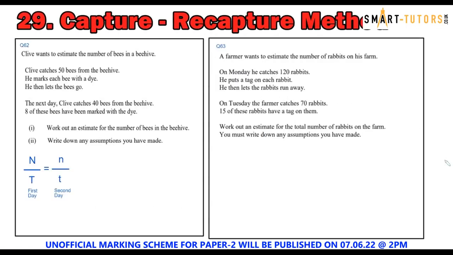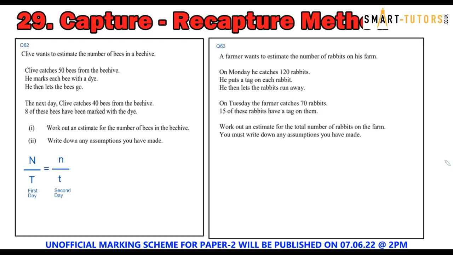Topic 29, capture-recapture method. In this technique, we capture a certain number of bees or rabbits or whatever it is, and then color code and tag them and release them back into the population. Then we recapture on the second day to see how many of the tagged items we recaptured again. So that is the technique we are going to use. We are going to use these two questions to explain how the calculation works.